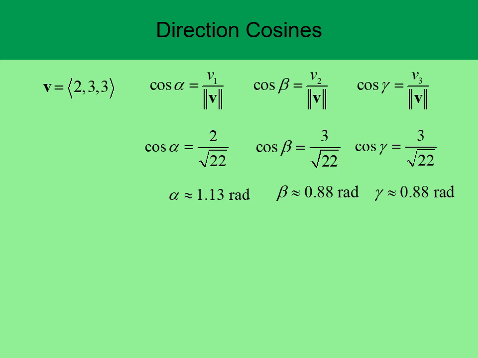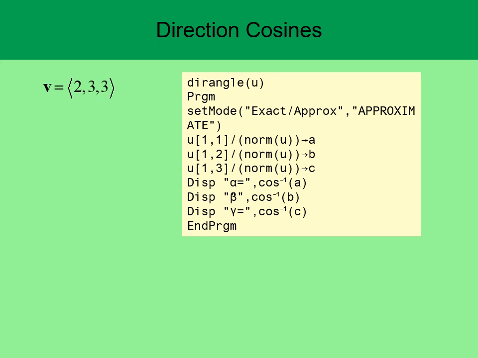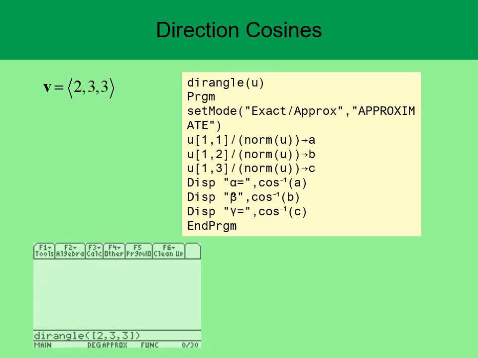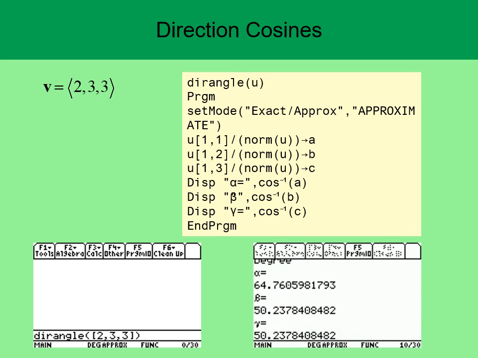Now here is the program from the TI-89 that finds the direction angles for alpha, beta, and gamma. And you run the program, dir angle, and then type the vector, you'd get the 3 angles in degrees.